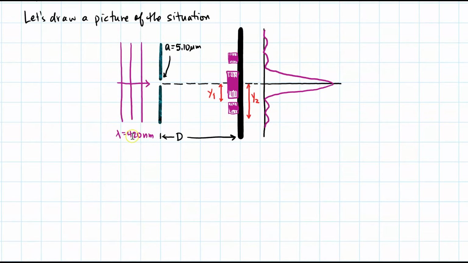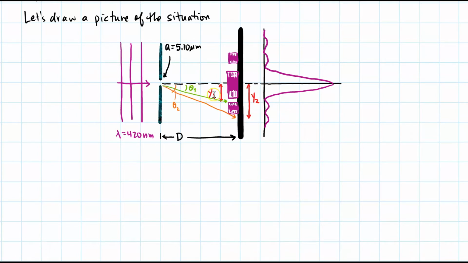Let's draw a picture of the experimental situation. I have violet 420 nanometer light impinging on a single slit that has a slit opening of 5.1 microns. The distance to the screen is unknown, and then I produce this diffraction pattern. Here's my central max with my first secondary maxima, and the location of the first minimum is y1, the location of the second minimum is y2.